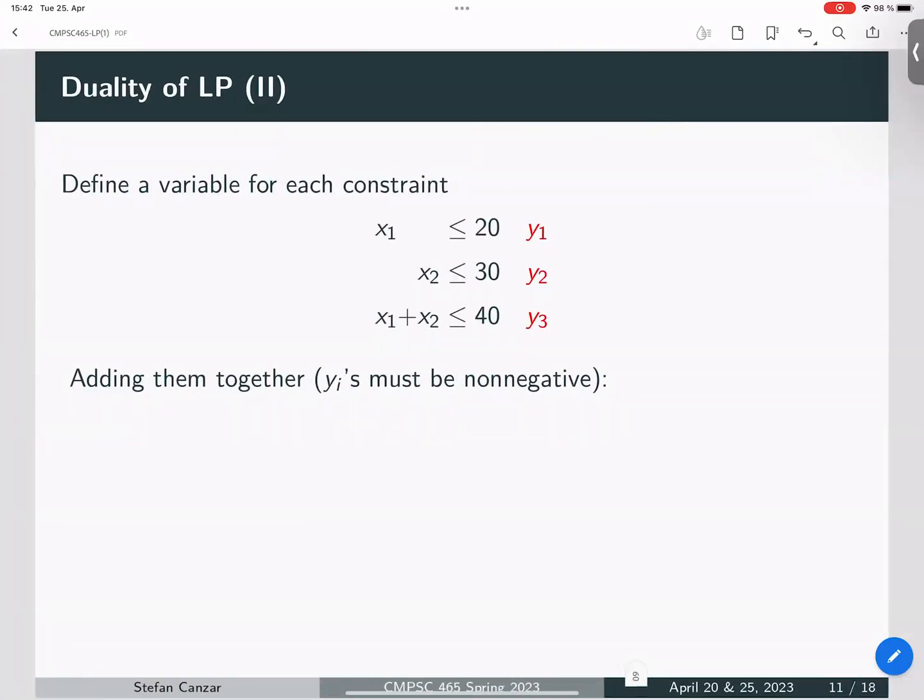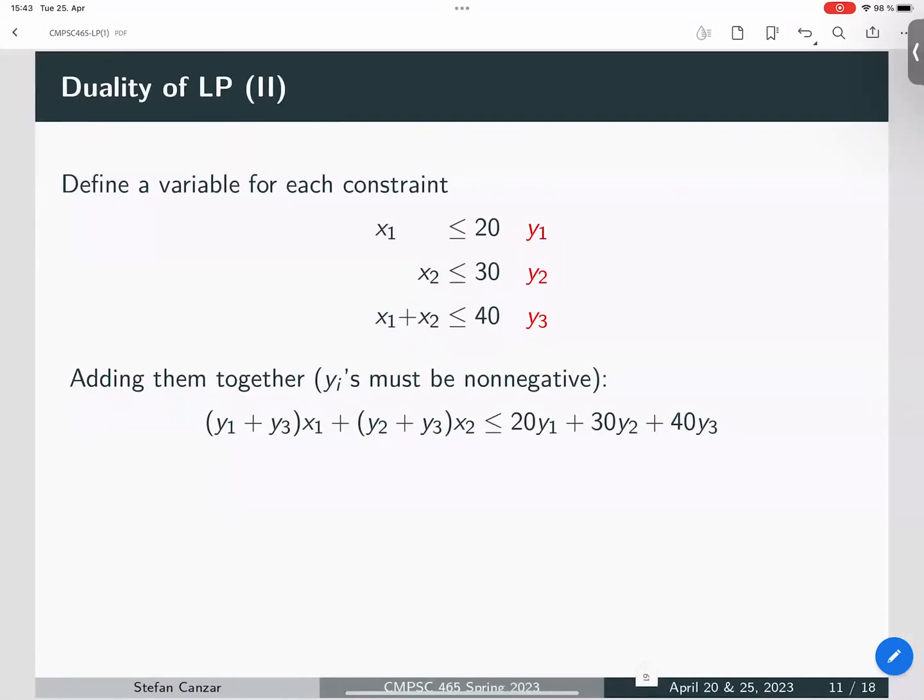And we can add them up with only non-negative variables y, because if you would use a negative value here, the inequality would change its direction, and we would not be able to make certain conclusions. So we want these coefficients here, these variables y, to be non-negative, to preserve the direction of these inequalities that we're multiplying.